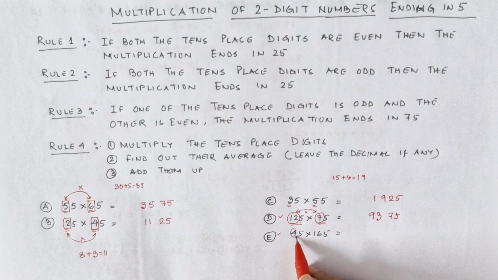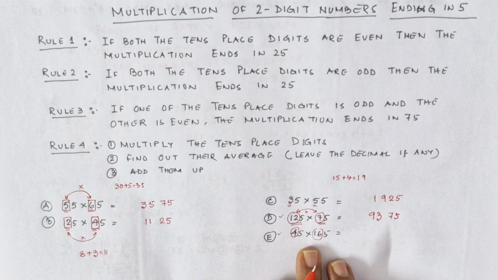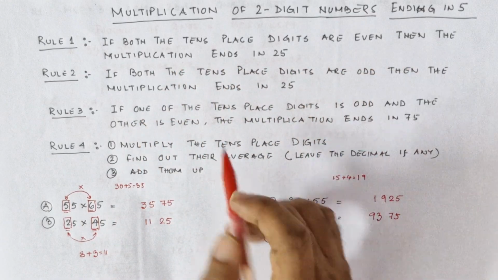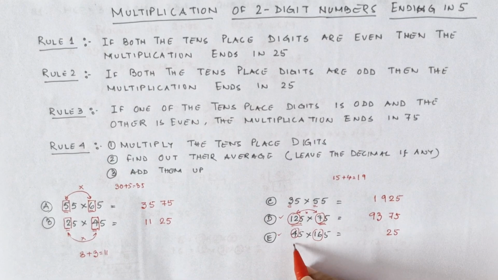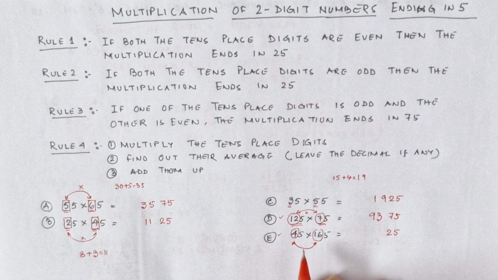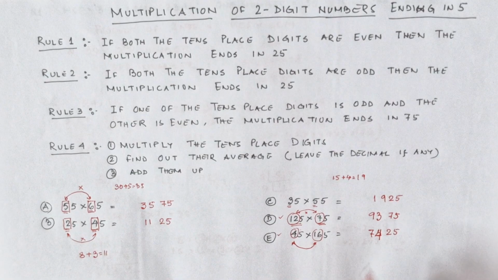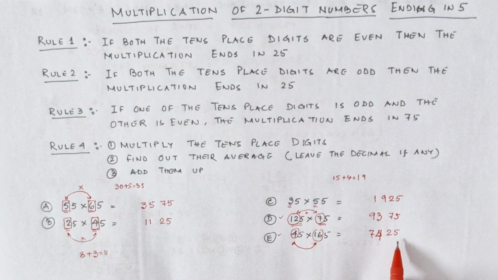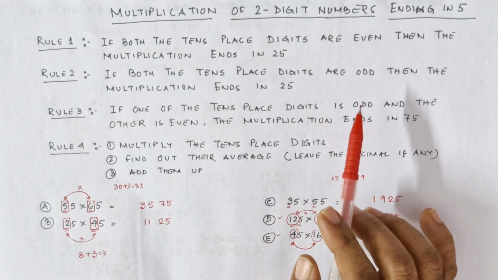In the same way, we'll do this one. We have 4 here and 16 here. Both are even. If both are even, then we know that it ends in 25. Apply the same rule. Multiply 4 into 16, that is 64, and 4 plus 16 is 20, divided by 2 is 10. Add 10 to it: 64 and 10 comes to 74. So its result is 7425.